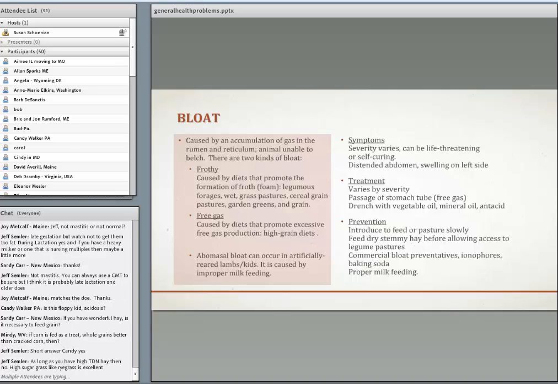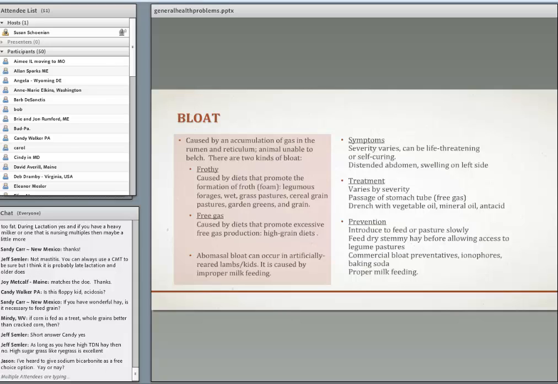Bloat: sometimes acidosis and bloat can look similar. It's an accumulation of gas in the rumen and reticulum. The animal's unable to belch. If a ruminant can't belch, that can be life-threatening. There's two different kinds of bloat. One is the frothy bloat, where basically you get a formation of a foam. This is associated primarily with grazing legumes such as alfalfa or clover. It can also be with wet grass pastures, early spring cereal grain pastures, garden greens, even grain.